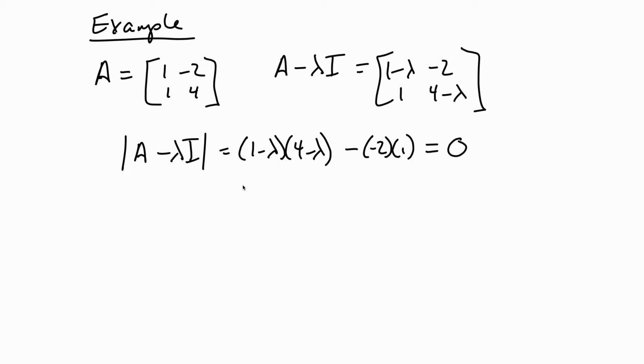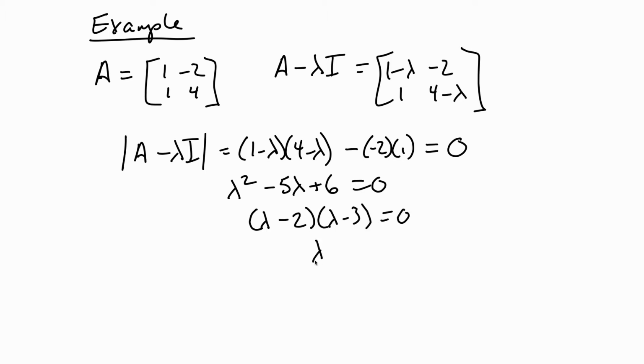So the quadratic we get, which is called the characteristic equation of your matrix, incidentally, we end up with lambda squared minus 5 times lambda plus 6 is equal to 0. And we can factor that and get lambda minus 2, lambda minus 3 is equal to 0. So lambda is equal to 2 or 3. So, voila, those are my two eigenvalues of the matrix A.